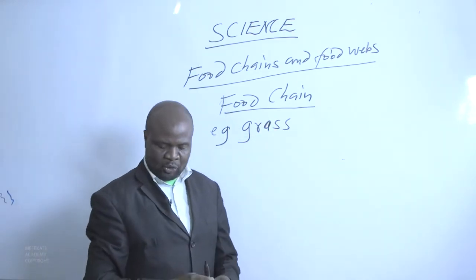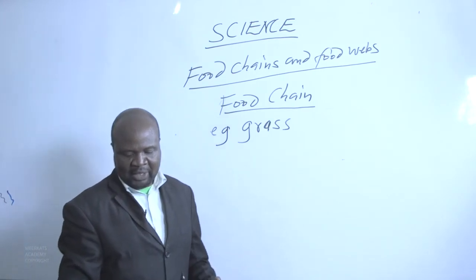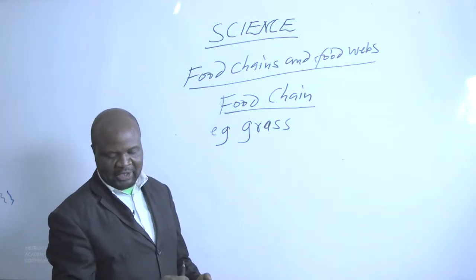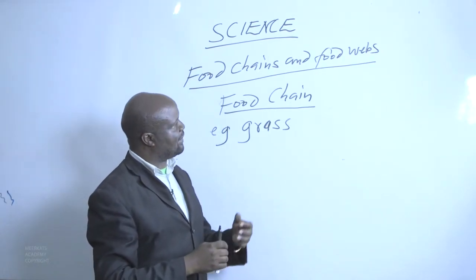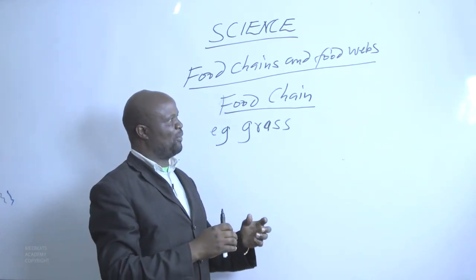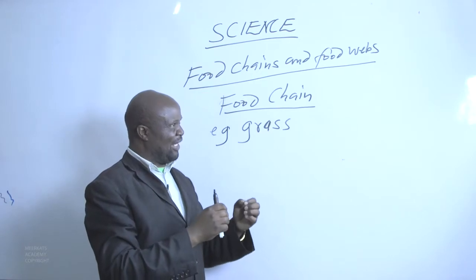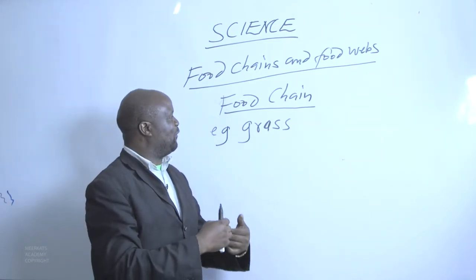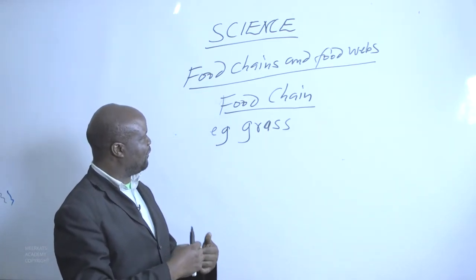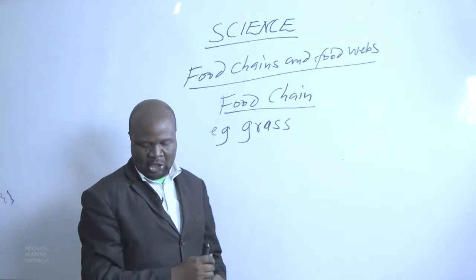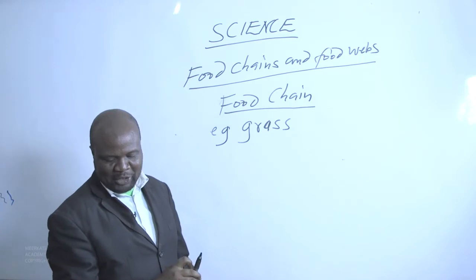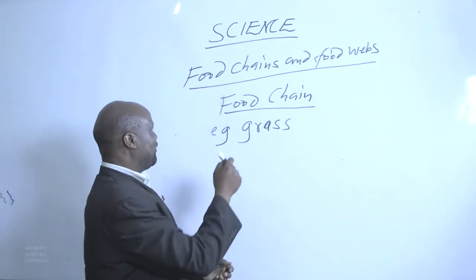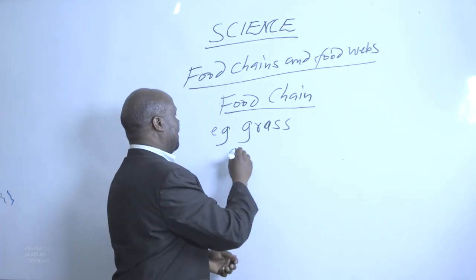Now, when we are talking about grass, it uses energy from the sunlight to make the food it needs to grow. The grass uses the sunlight from the sun to make the food, and that food will enable that grass to grow. But what about a grasshopper? We have grass and we have a grasshopper.